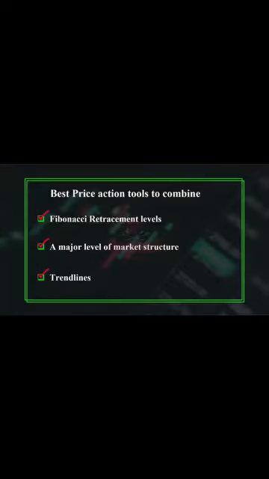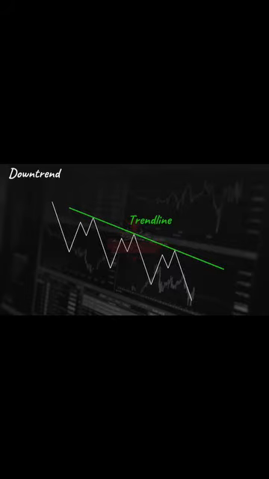Number 3. The trend lines. A trend line is a line that connects the swing highs and swing lows in the trending market. So here we have a series of impulsive and corrective moves creating an uptrend. Now a trend line is applied to connect the swing lows along the bottom. In the bearish scenario, a trend line is applied to connect the swing highs along the top.